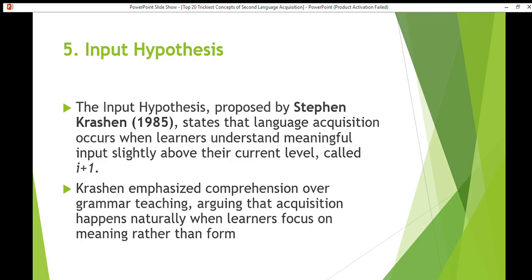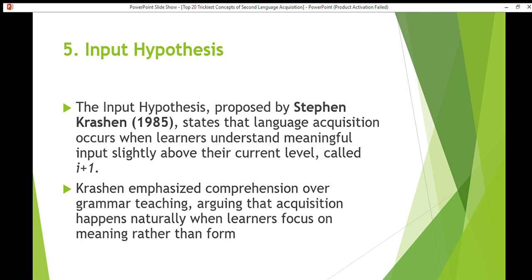Input hypothesis. The input hypothesis was proposed by Stephen Krashen in 1985. He describes that language acquisition occurs when learners understand meaningful input slightly above their current level. He called it i plus 1. Krashen emphasizes comprehension over grammar teaching, arguing that acquisition happens naturally when learners focus on meaning rather than form.